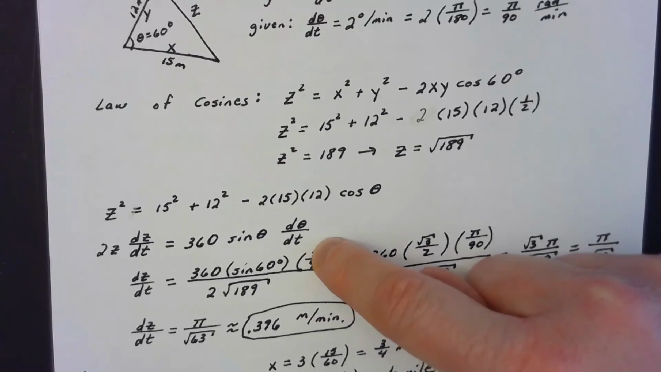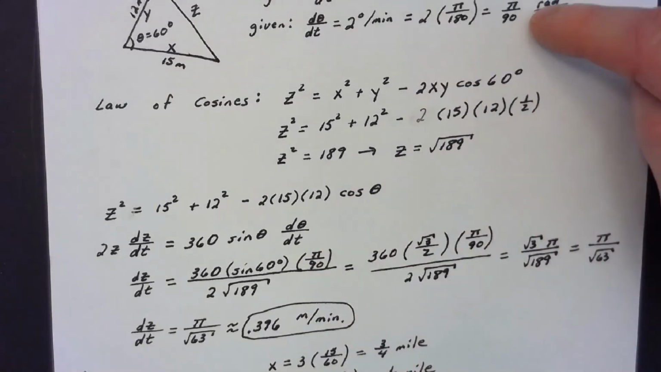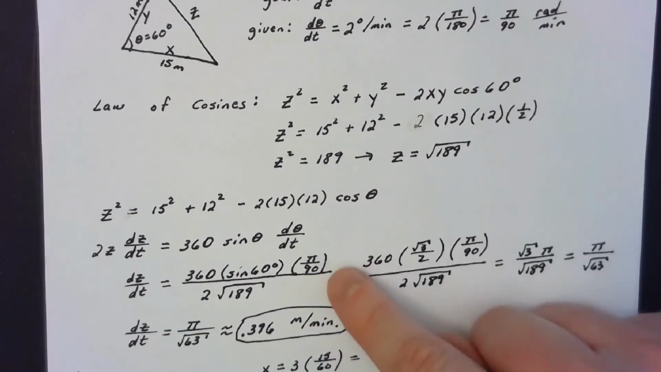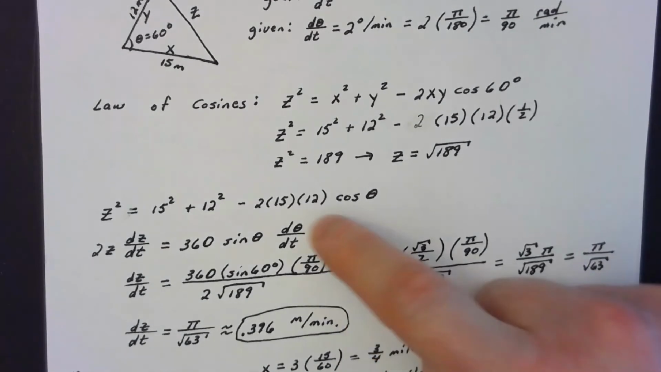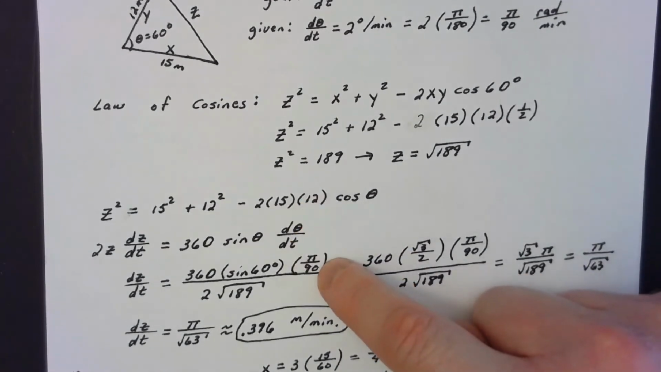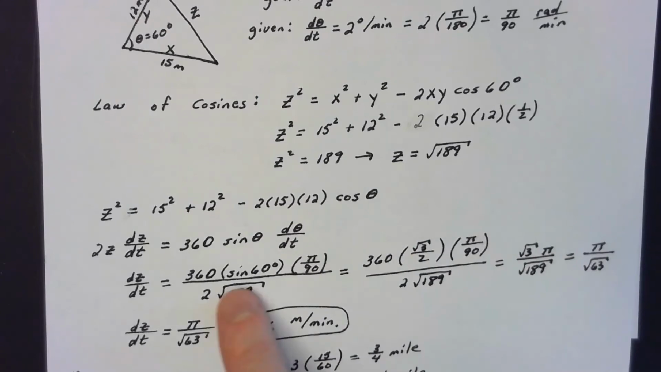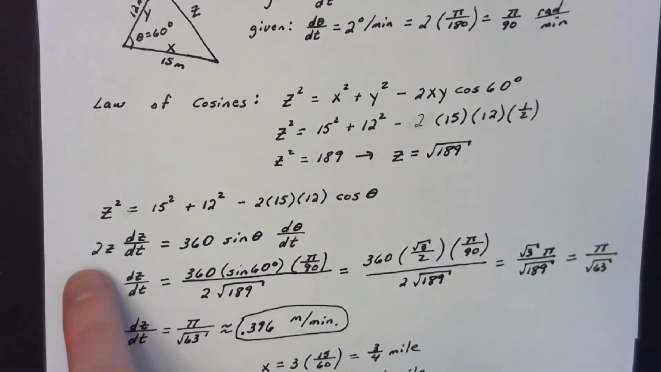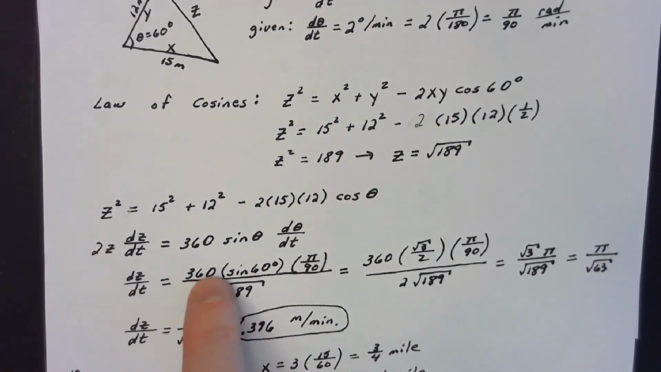It'll give you the wrong answer. So I had to put the accompanying term in radians and say, well, that's pi over 90 for d theta dt. Again, not the 2 degrees. In your denominator, I'm dividing by the 2z, well, 2 on the square root of 189.